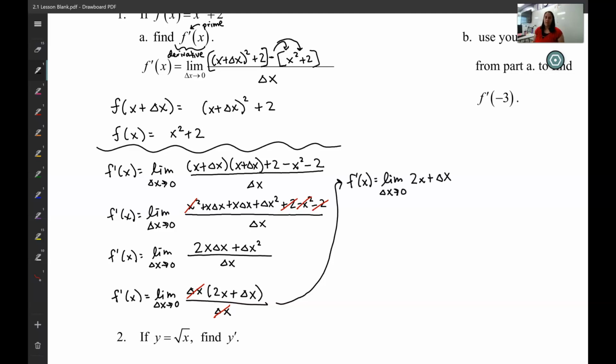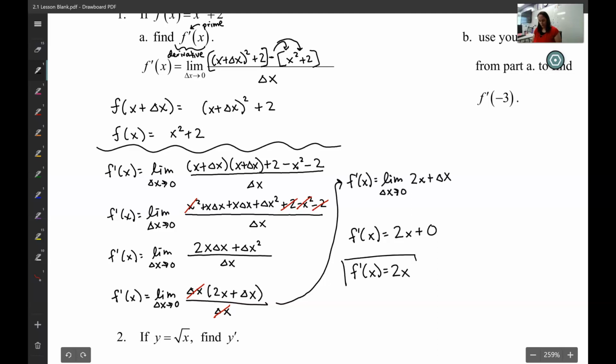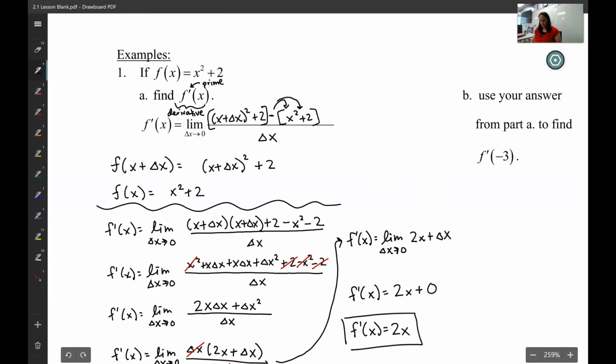Now we're finally to a limit problem. This is exactly what we had last chapter, where remember with limits, the first thing we try is direct substitution and see if it works. If we have problems from there, then we can start to do other things. But with a limit, I'm just going to substitute 0 in for delta x. So I have f prime of x equals 2x plus 0. So f prime of x equals 2x. So 2x would be the derivative of x squared plus 2.